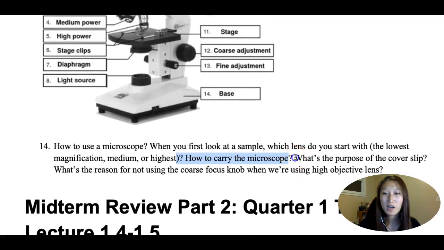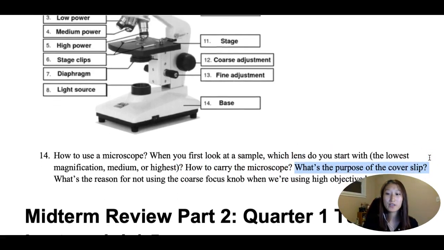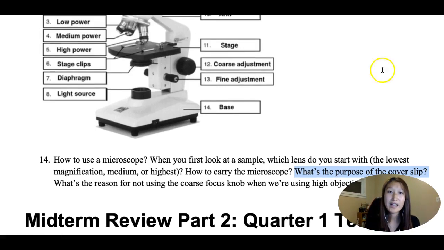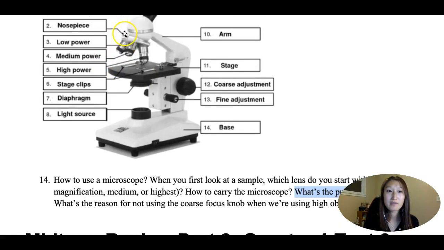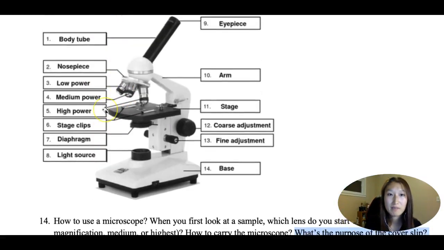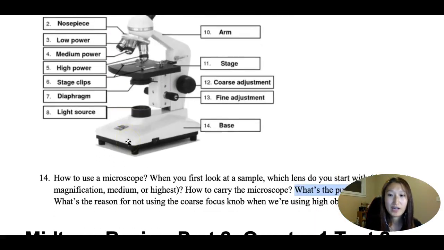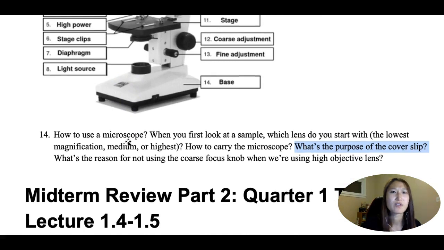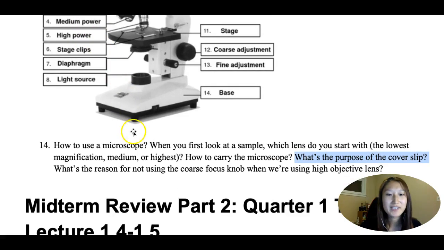What is the purpose of the cover slip? There are two purposes. One is to keep the specimen flat so that you can focus on the entire surface of the specimen. You also use the cover slip to protect the objective lenses, so that you don't get the specimen, whatever goo you're looking at, on the lenses.